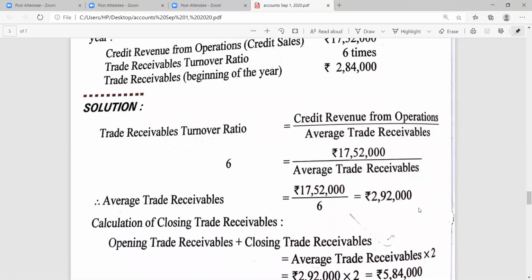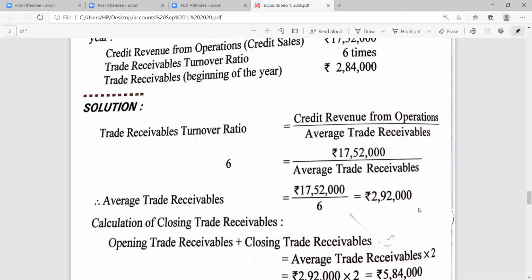So average trade receivable is equal to credit revenue from operation divided by trade receivable turnover rate. That is 7,052,000 divided by 6. We will get 2,92,000. That is average trade receivable. I hope the mathematical concept is clarified to everybody.